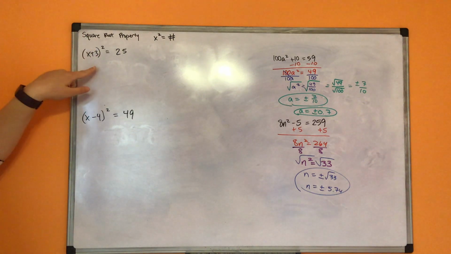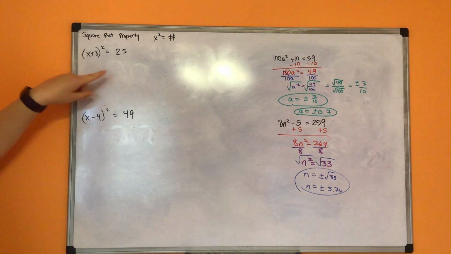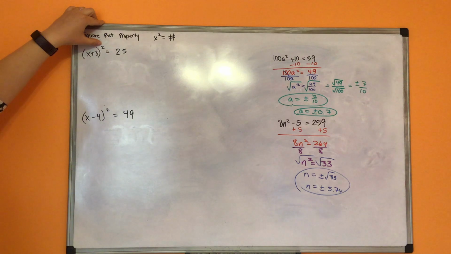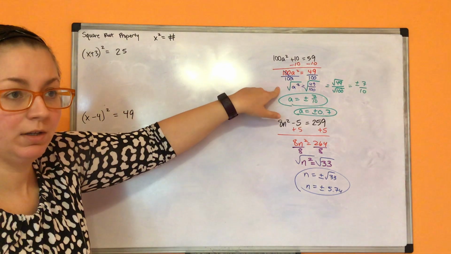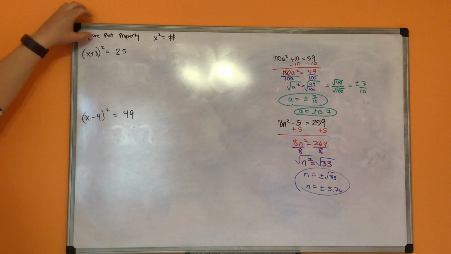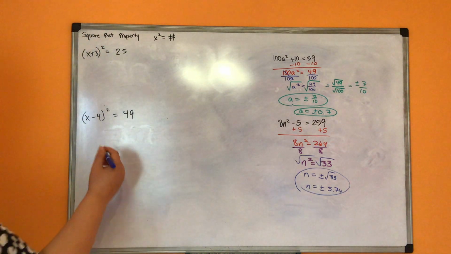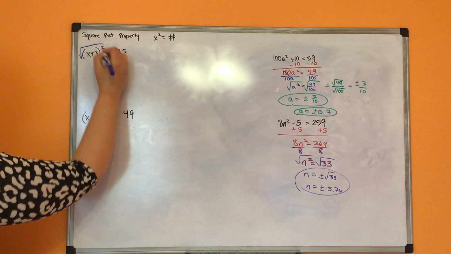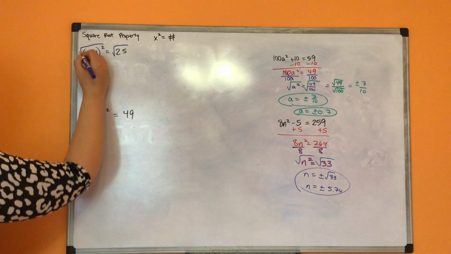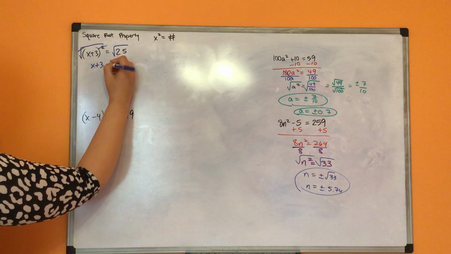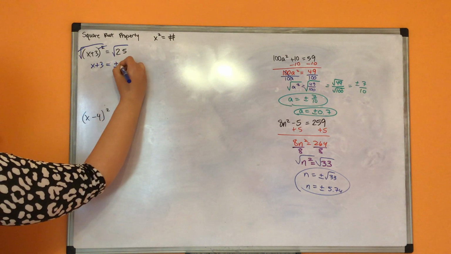Because everything inside the parentheses is being squared here, in order to do anything to solve this equation, I need to undo the squared first. So instead of waiting to do the square root till kind of the middle to end of the problem, I'm going to do it at the beginning because I need to get everything on the left-hand side out of the square. So I'm going to start here by taking the square root of both sides. The square root and the square cancel each other out, so I'm just left with x plus 3 here. Square root of 25 is plus and minus 5.